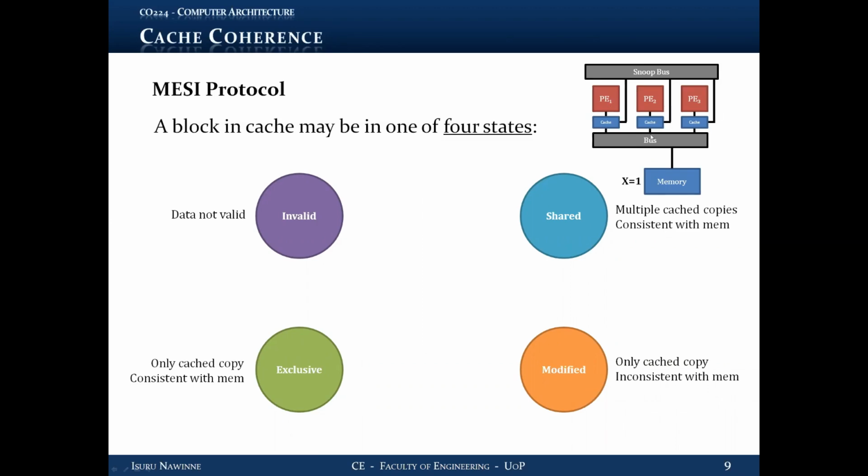So we have 3 processing elements, P1, P2, and P3. They have local caches, UMA, a symmetric multiprocessor system. The memory is shared. There's a shared address X, and the value of that address is value 1, right? And there's a snoop bus. MESI protocol is a bus snooping protocol. Okay, so let's walk through the example.